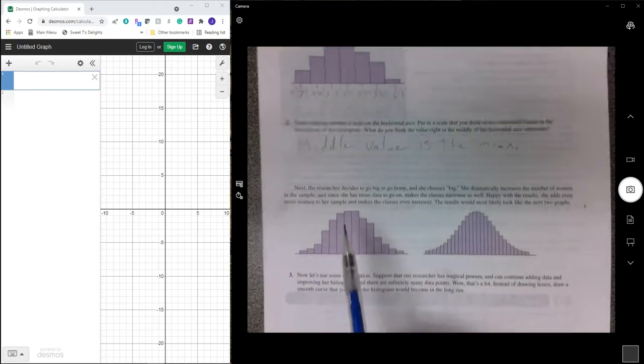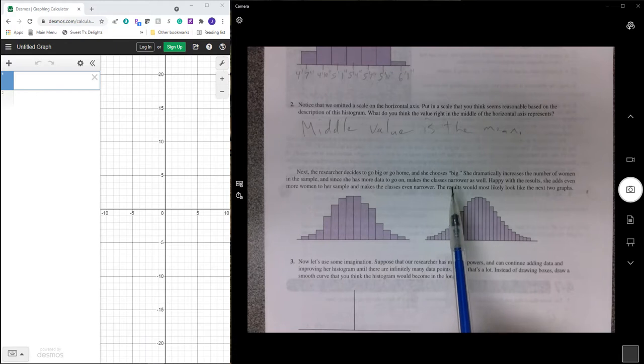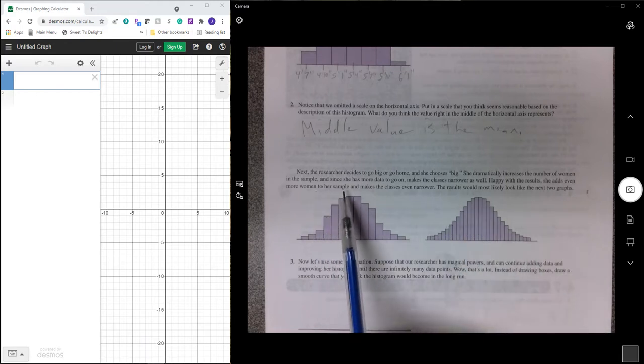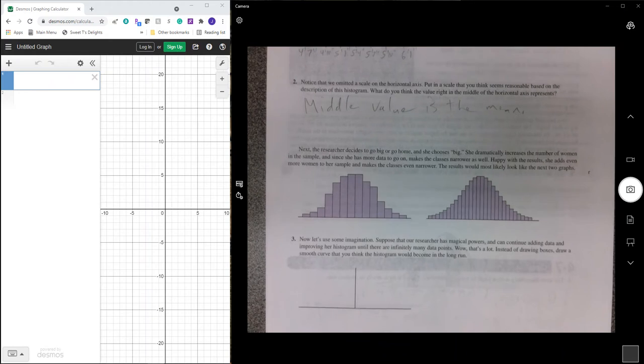Okay, now it says next, the researcher decides to go big or go home, and she chooses big. She dramatically increases the number of women in the sample, and since she has more data to go on, makes the classes narrower as well. Happy with the result, she adds even more women to her sample and makes the class even narrower. The results will most likely look like the next two graphs.